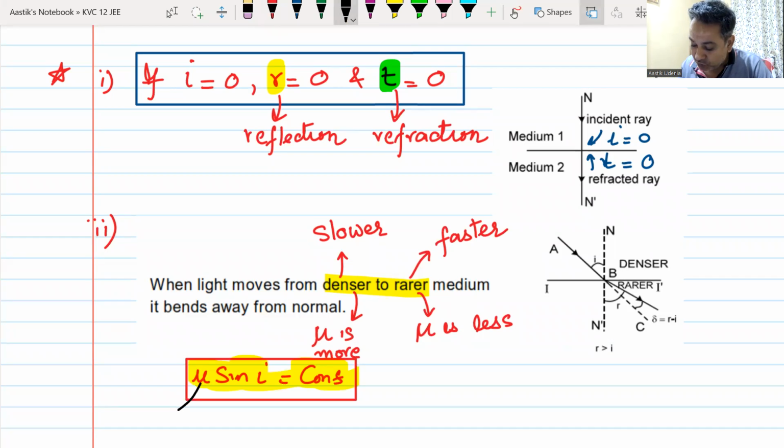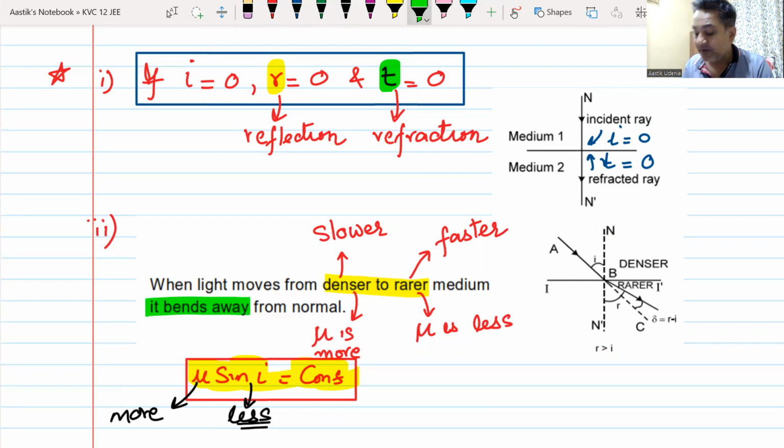If your mu is more, your sine i would be less. Yes or no? If your mu is more, your sine i would be less. If your mu is less, your sine i would be more. That means if you move from denser to rarer medium, it will bend away from the normal. I remember it like this: DRA. From denser to rarer, the light moves away from the normal.